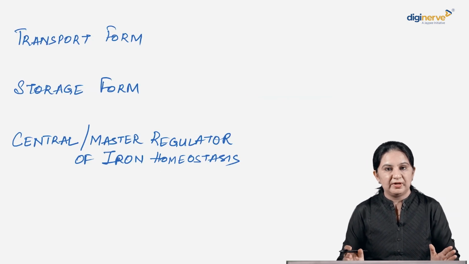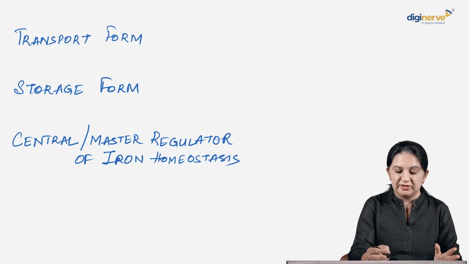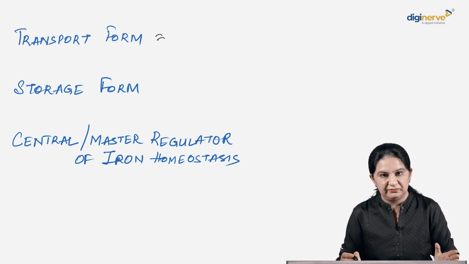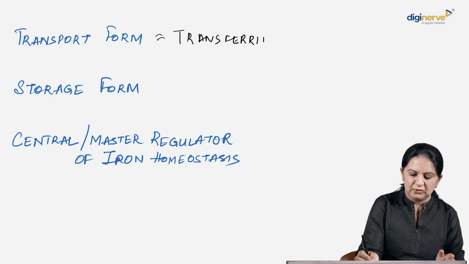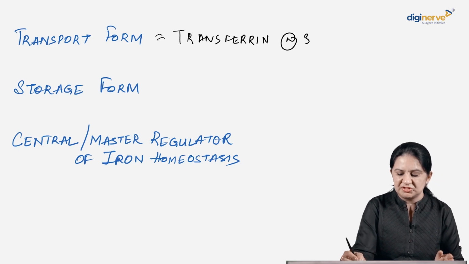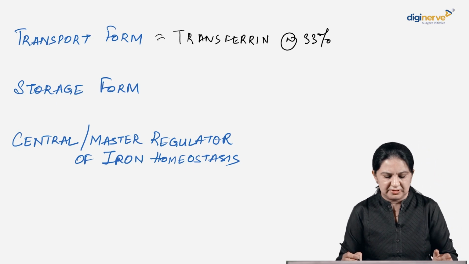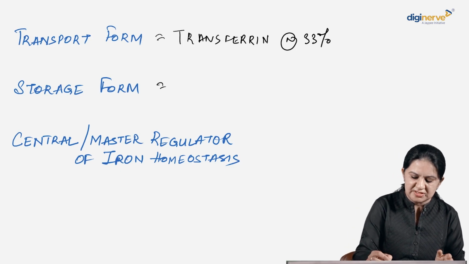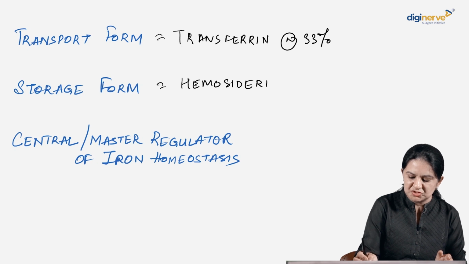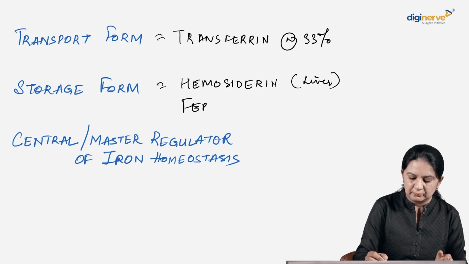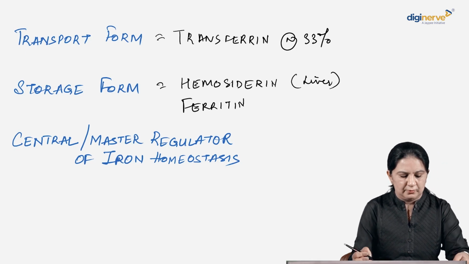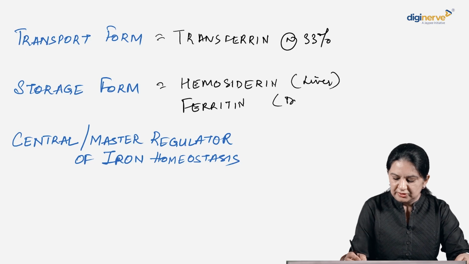So coming to what is the transport form? We just now studied the carrier protein with which iron is carried in the blood. It is transferrin. All right, transferrin. Normal transferrin saturation is 33%. The storage form is hemosiderin. Where is hemosiderin stored? Hemosiderin in the liver, and ferritin, ferritin in the duodenal enterocyte.